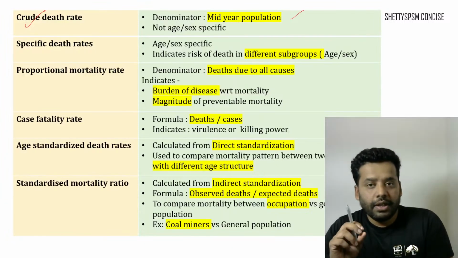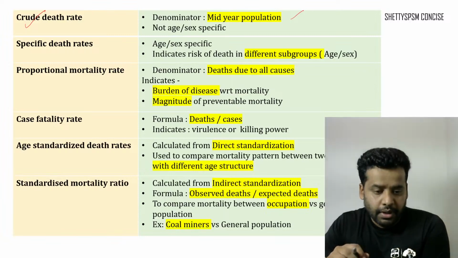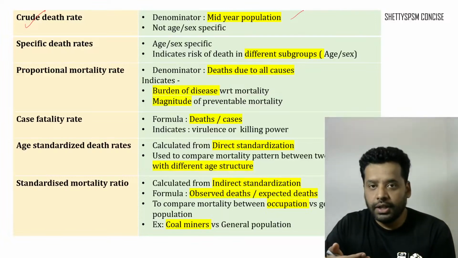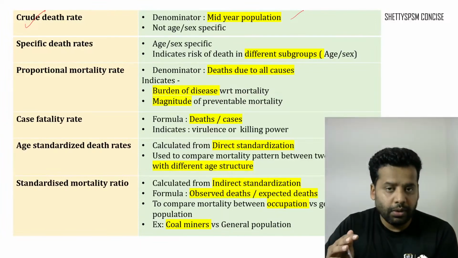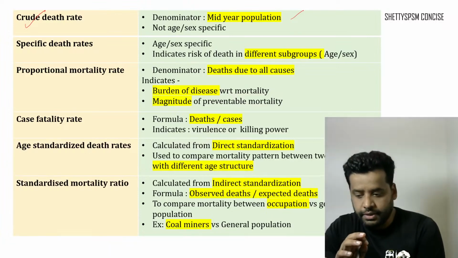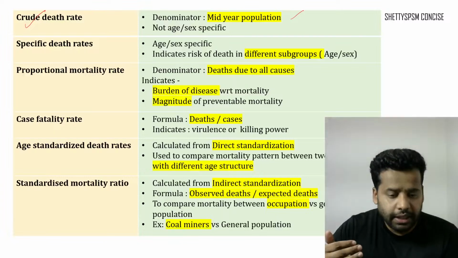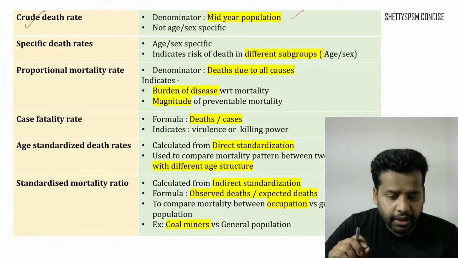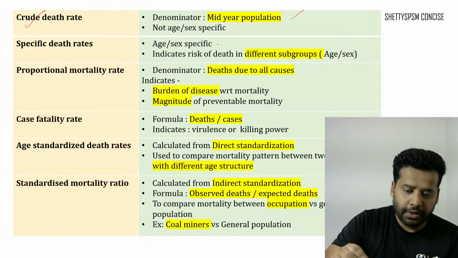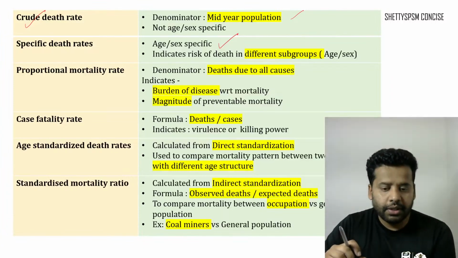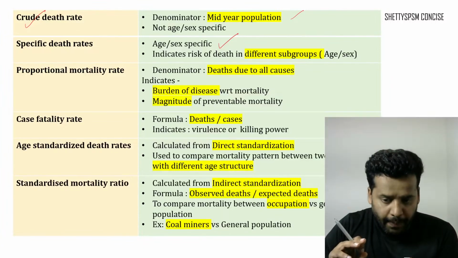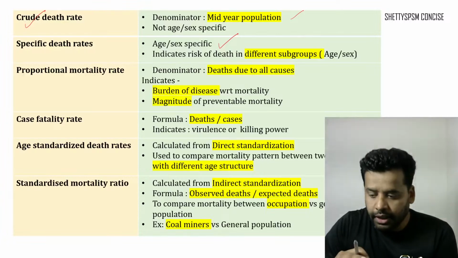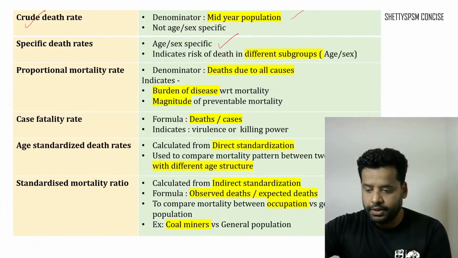But if I take risk of death in different age groups, 0 to 5 years, how many are there, how many will die, 5 to 10 years, how many are there, how many will die, and if I go through age or sex, for males and for females, what is that death rate called? Specific death rate. Either you mark it as age specific death rate or sex specific death rate. The only difference is crude is for the whole population, but for specific death rate, you go either age-wise or sex-wise.